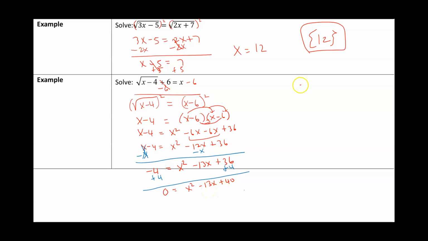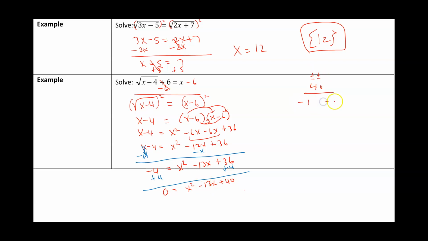Now, if you can't think of those immediately, that's fine. Let's list all the factors of positive 40. And remember that if a number is positive, then when you multiply two numbers, they either have to be two positives or two negatives. But because the middle term is a negative 13, we're going to have two negatives.